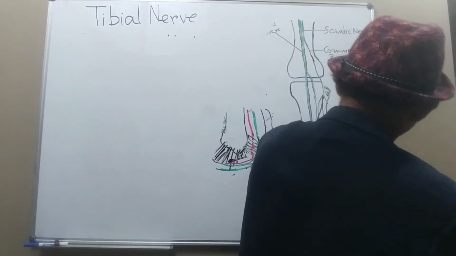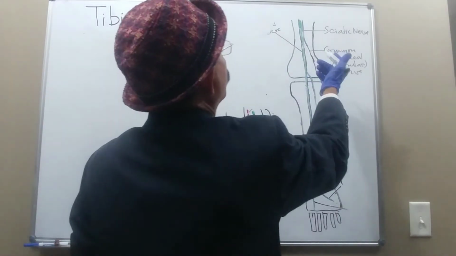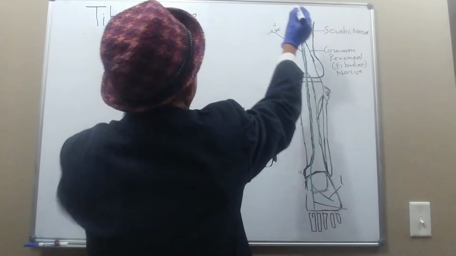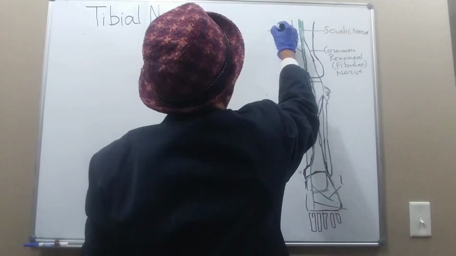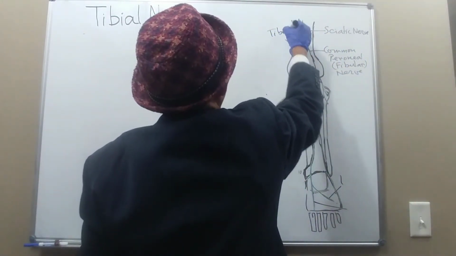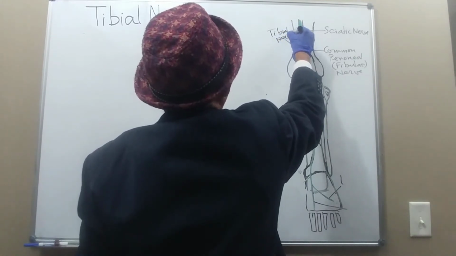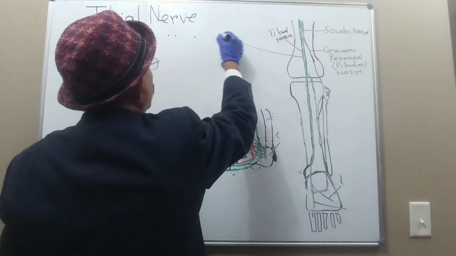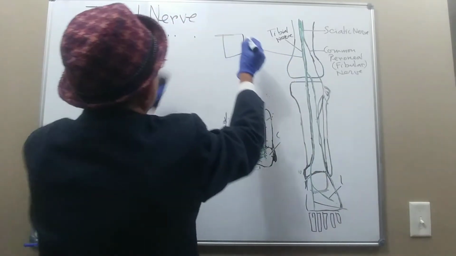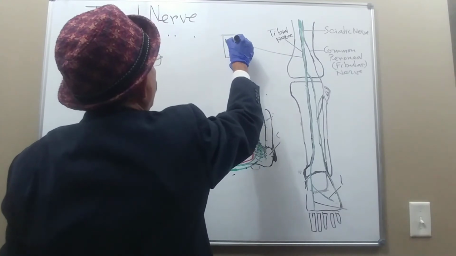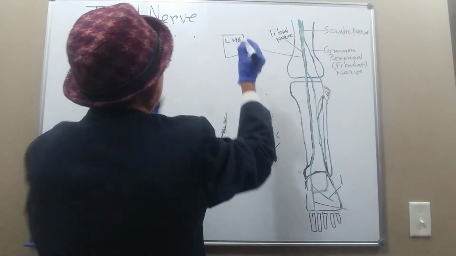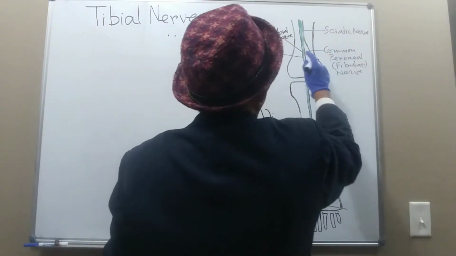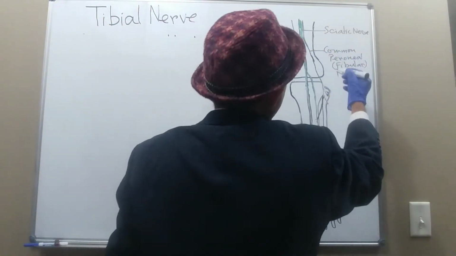Muscular branches. The tibial nerve supplies multiple muscles. It innervates multiple muscles like the lateral head of gastrocnemius muscle. Okay, we got that. We have also innervation to the mid.